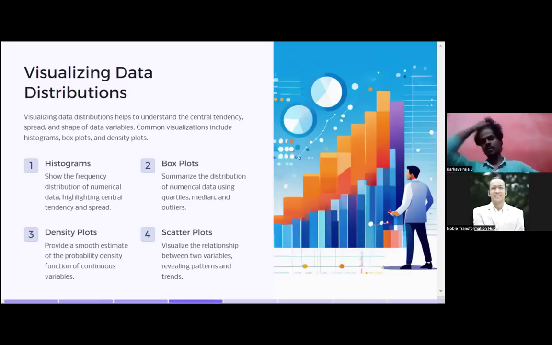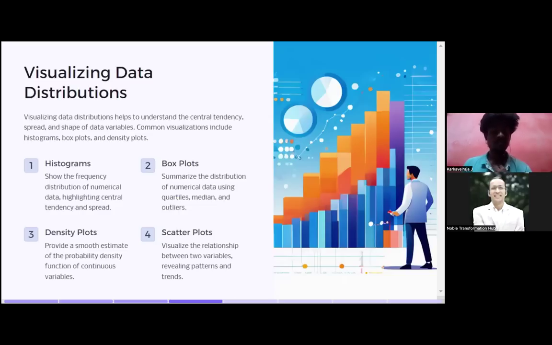A scatter plot will help you visualize the relationship between two variables, revealing patterns and trends. Suppose when you're doing EDA and you want to understand the trends and patterns, you will use a scatter plot, and the relationship between variables.